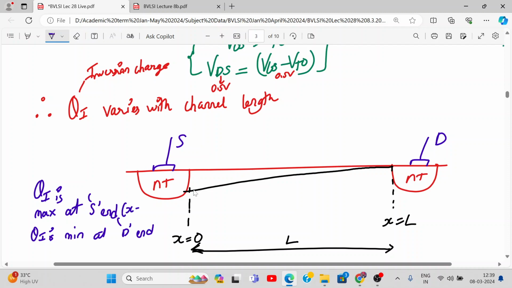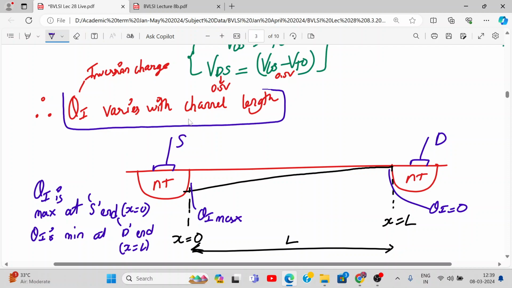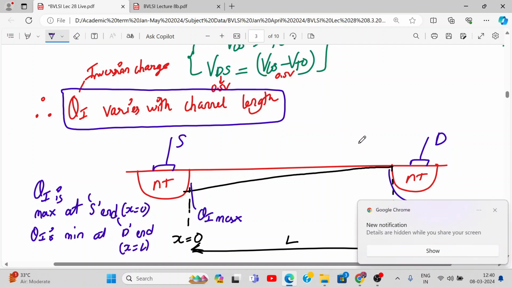The source end is x equal to 0. Drain end is x equal to L. Agree? So here Qi is maximum and here Qi is 0. Inversion charge is maximum at the source end, the minimum at the drain end. समझ में आया ये? Important point is inversion charge is varying with the channel length. So at source end it is maximum, at drain end it is 0. Agree to this?